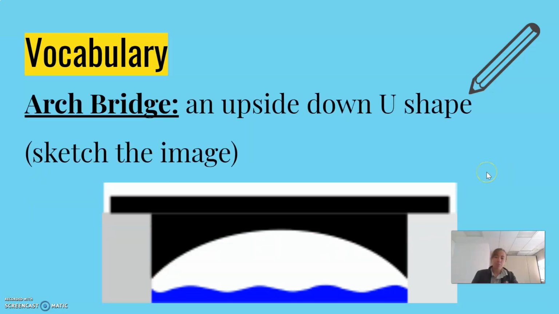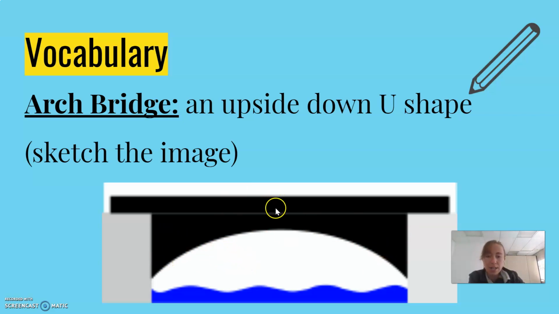Next type of bridge is the arch bridge. These are really easy to recognize because they're just like an upside down U shape. Anytime you see a rounded bridge like this, you know that's an arch bridge. These are also pretty inexpensive to make because they usually don't have a top part here, so they're just the materials used underneath, but they do use more materials than a beam bridge. They can be a bit longer than a beam bridge, though still not very long.